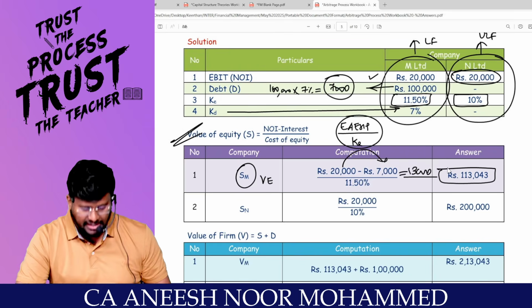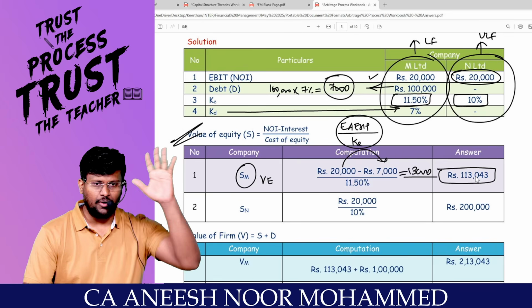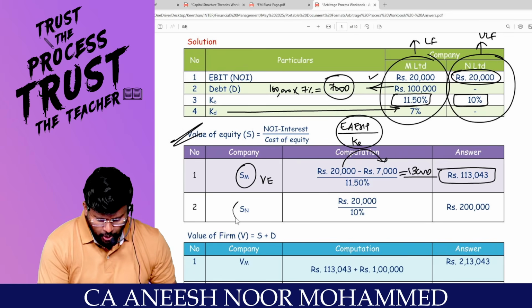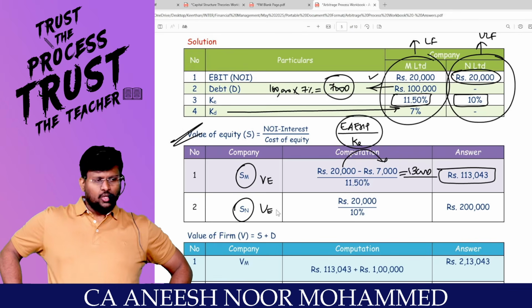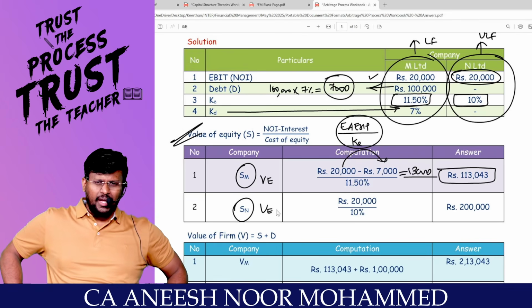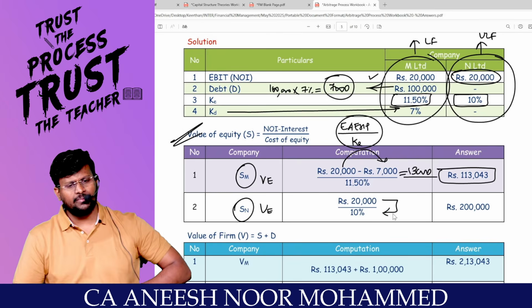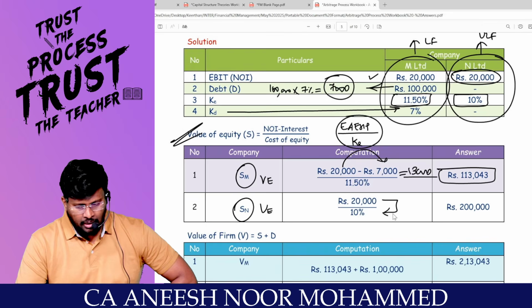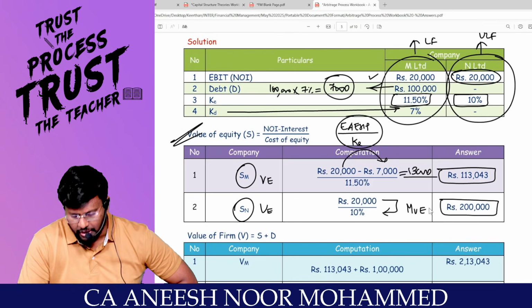1,13,043 is the market value of equity of the levered firm. Are you all participating? Coming to the value of equity of the unlevered firm. What is the EBIT? 20,000. Are they liable to pay any interest? No, sir. That means 20,000 rupees is the EBIT. What is the expectation? 10 percent. So what is the market value of equity?